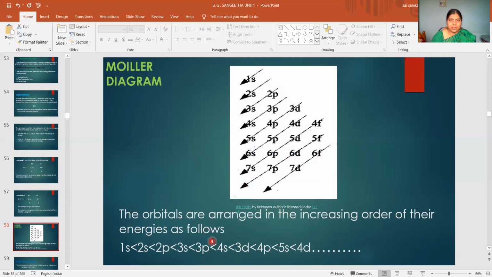Whatever I said now: first 1s, then 2s. Don't go here after 2s; you go here, 2p. After 2p, 3s, then 3p, 4s. That means here we are following the n plus l rule. When both orbitals have the same n plus l value, we consider just the n value. By following that, you will get the energies of these orbitals. So 1s orbital is having minimum energy and 8s orbital is having maximum energy.